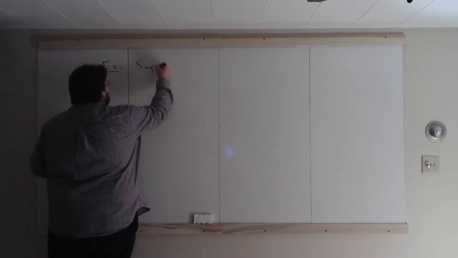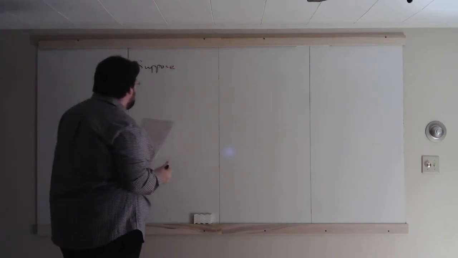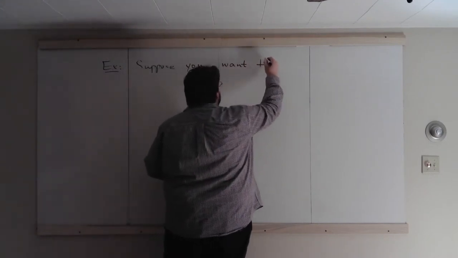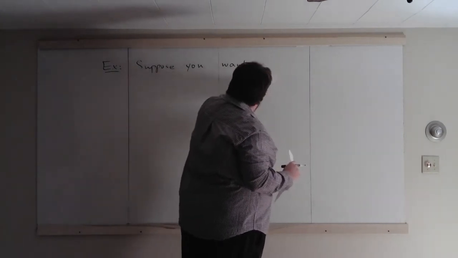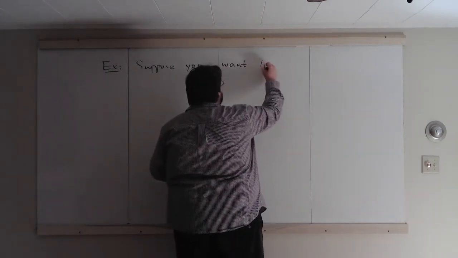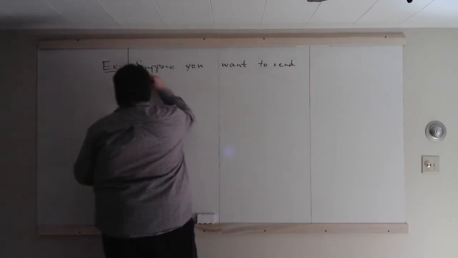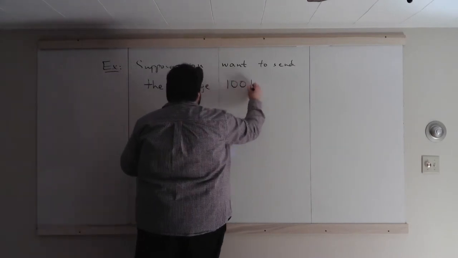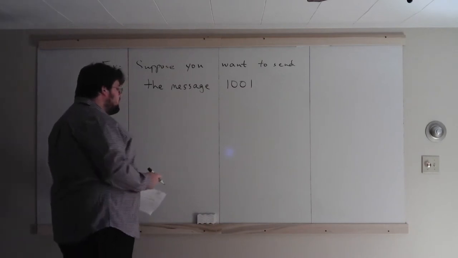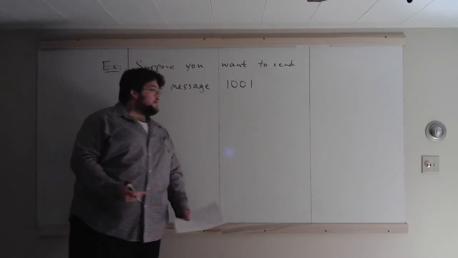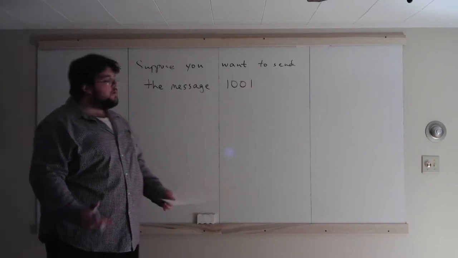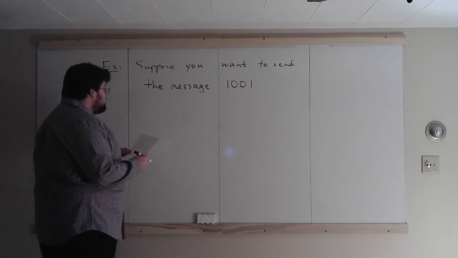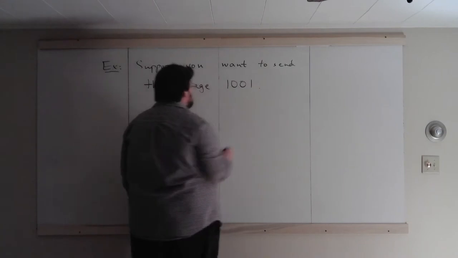Suppose you want to send the message. Sometimes it's hard to speak and write at the same time. Suppose you want to send the message 1001. Now, computers can handle very long strings of ones and zeros. Humans can also handle very large strings of ones and zeros, but we don't want one example to take the entire semester. So suppose you want to send 1001. We're going to encode this.